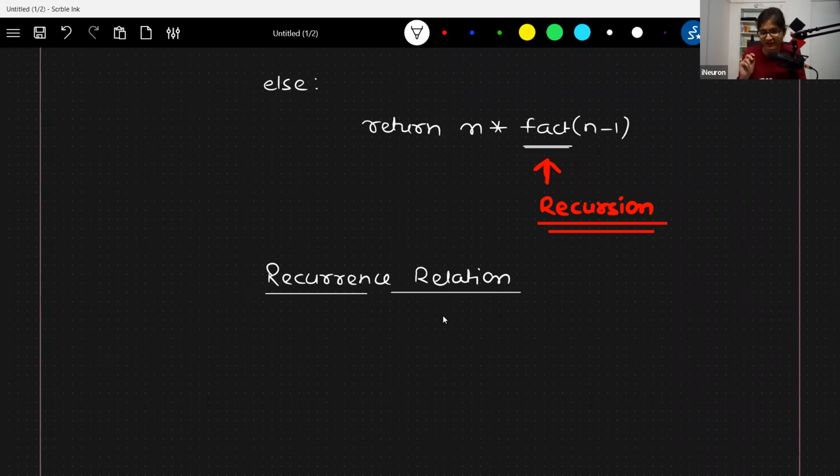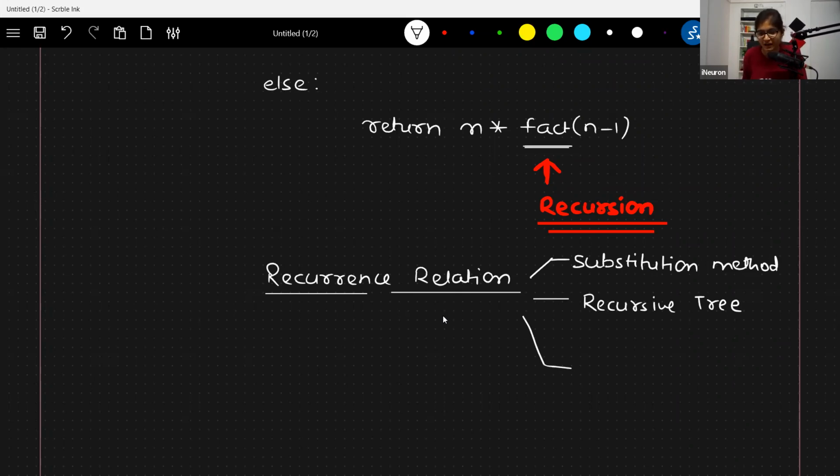So there are 3 ways to solve a recurrence relation. One is called the substitution method. The second one is called the recursive tree method. And the third one is something which we call Master's theorem. So these are the 3 methods with the help of which we will solve a recurrence relation, which will be created whenever we have a recursive code. Is that making sense to everyone? Is that fine to everyone?